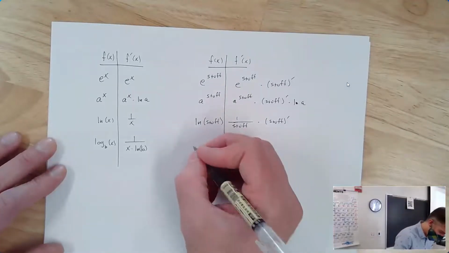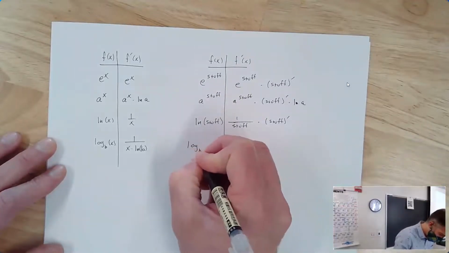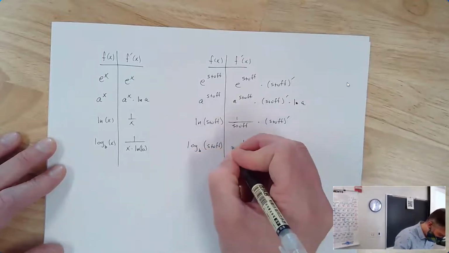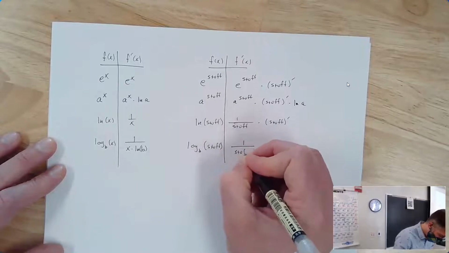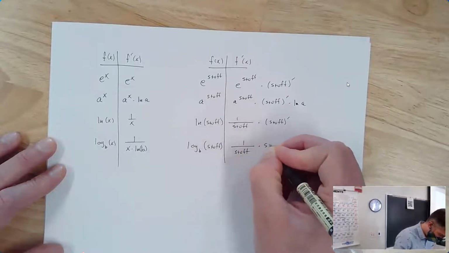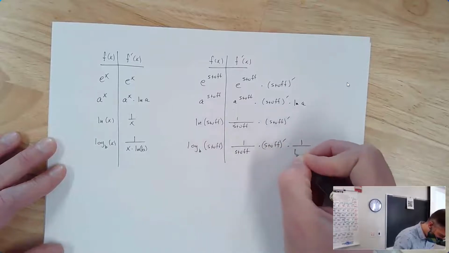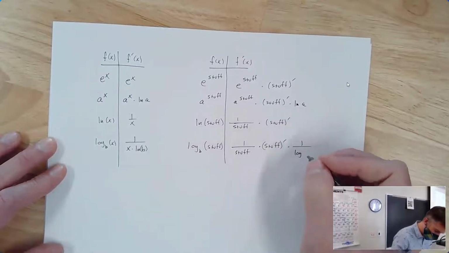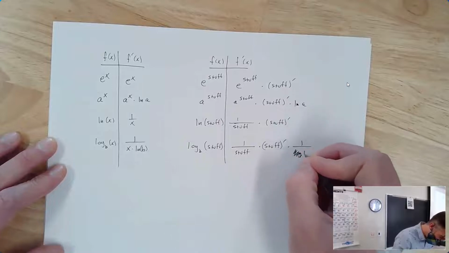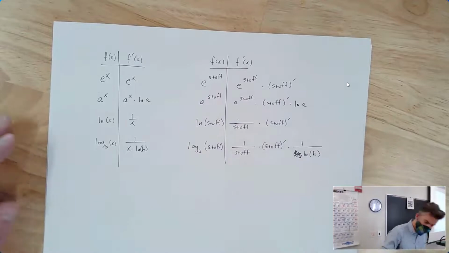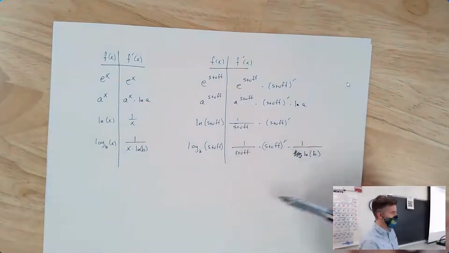And then finally, if your function is some other base, log base b of some stuff, it's going to be 1 over the stuff times the derivative of the stuff, and then also divided by the natural log of the base b. And again, you could probably compactify that a bit.